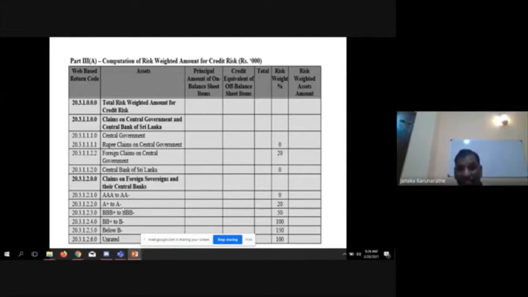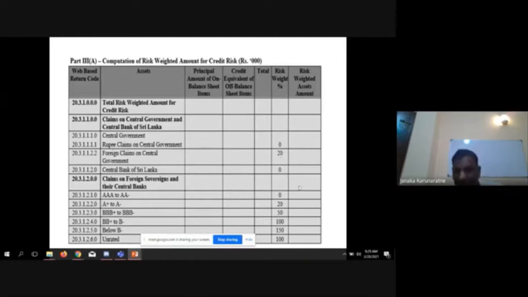Let's say a Sri Lankan bank has invested in a bond issued in another country in foreign currency. Then this risk weight is applied. But for your own country's sovereign bond, the Sri Lankan sovereign bond, the risk weighting by rating is ignored because it is your own bond, 20% for the credit risk.